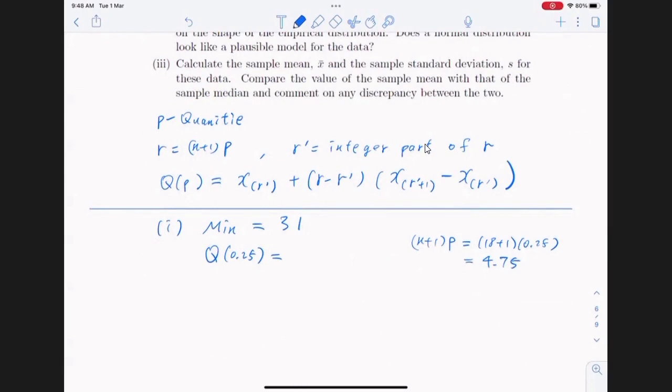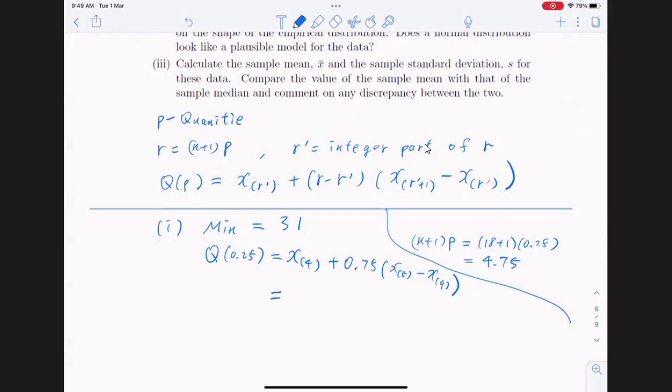Corresponding to the 0.25 quantile, which is also called the lower quartile, the index is computed as 4.75. So that means this number will be the number between the 4th and the 5th smallest number in the data set. So we take the integer part, so it will be equal to the 4th smallest number, added to 0.75 multiplied by the difference between the number with rank 5 and the number with rank 4. Okay. So this is the formula for us to compute a particular quantile.